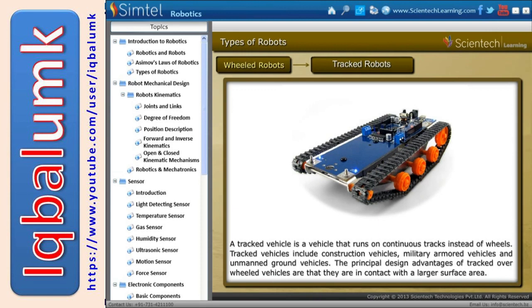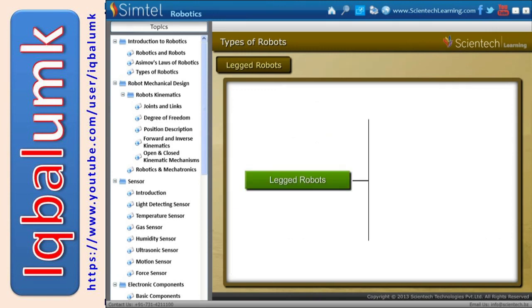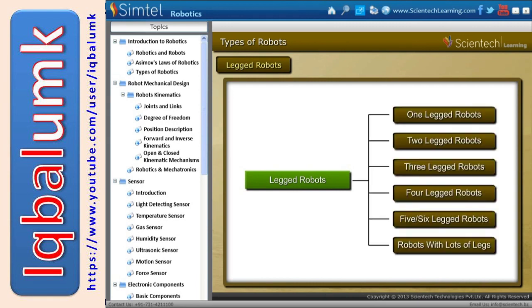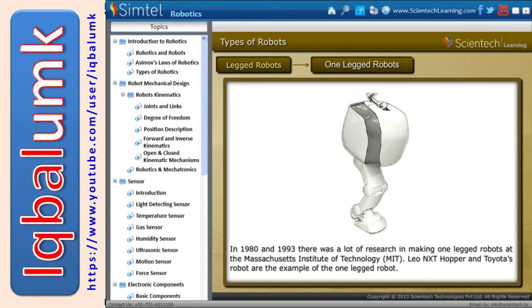Another type of locomotive robot is the legged robot. It can be classified into the following categories, as shown in the animation. We will discuss each, one by one. First is one-legged robots. In 1980 and 1993, there was a lot of research in making one-legged robots at the Massachusetts Institute of Technology. Leo, NXT Hopper and Toyota's robot are examples of one-legged robots.